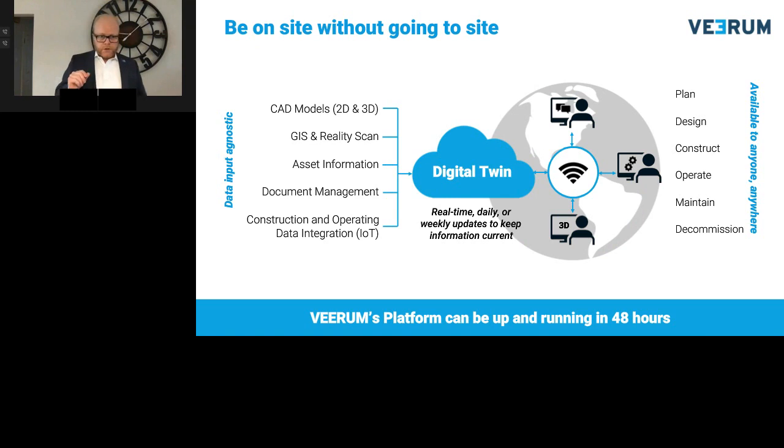So when you look at what the VEERUM Digital Twin Instance does, we will take in all of your existing CAD models, 2D or 3D. We'll bring in all your geospatial data, so your reality scans, survey scans, whether that could be your UAV drone flights, laser or photogrammetry. We'll connect in with all your asset information, so you may already have, whether it's document management systems such as SharePoint or otherwise. And then look at real construction and operating data. Okay, what is happening in the field in real time?